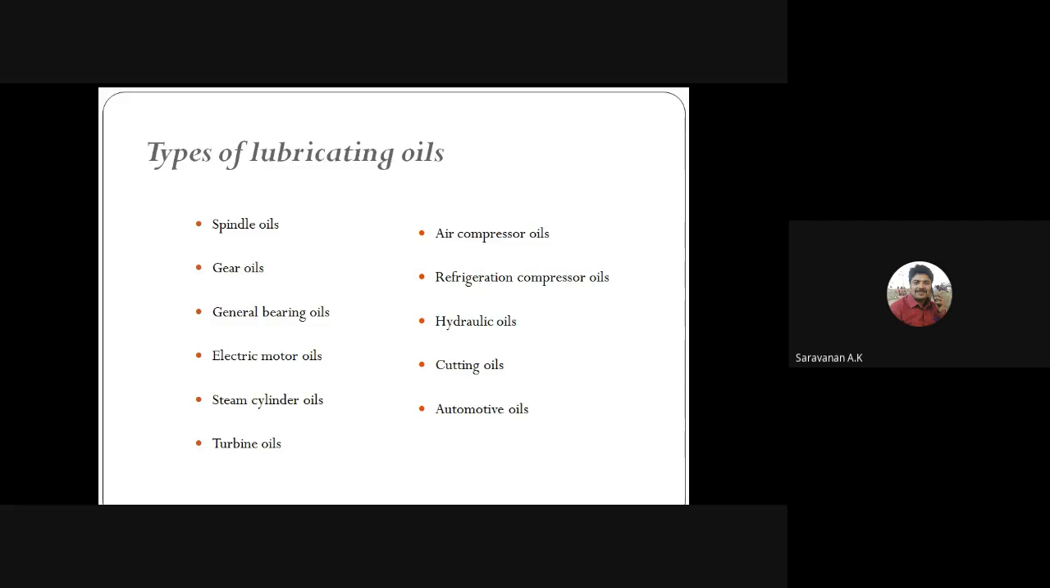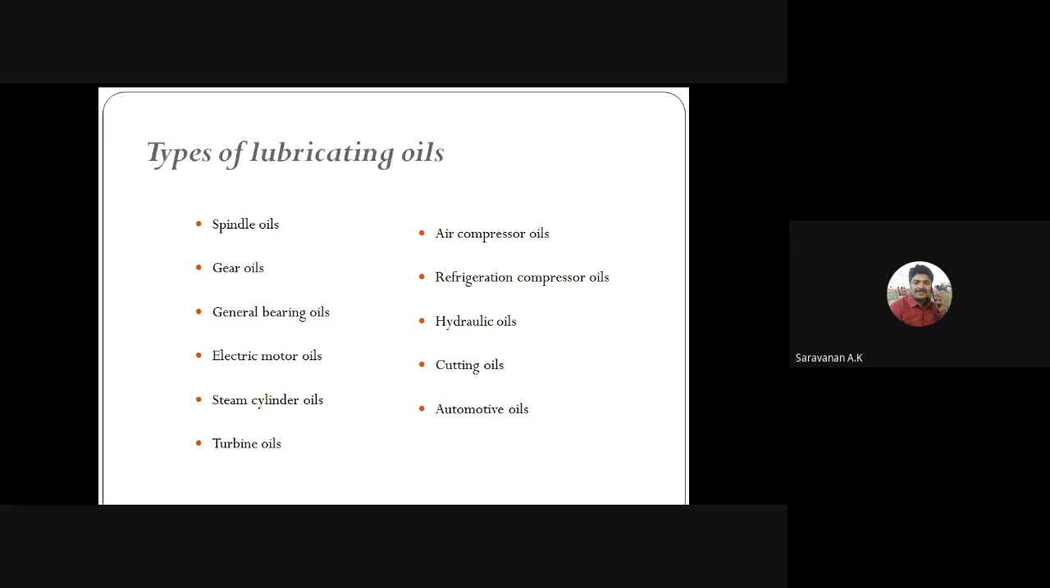Each company will give a different variety of lubricating oils, which are required for various industrial applications and some automotive applications. So we can see them one by one. First, the spindle oils.